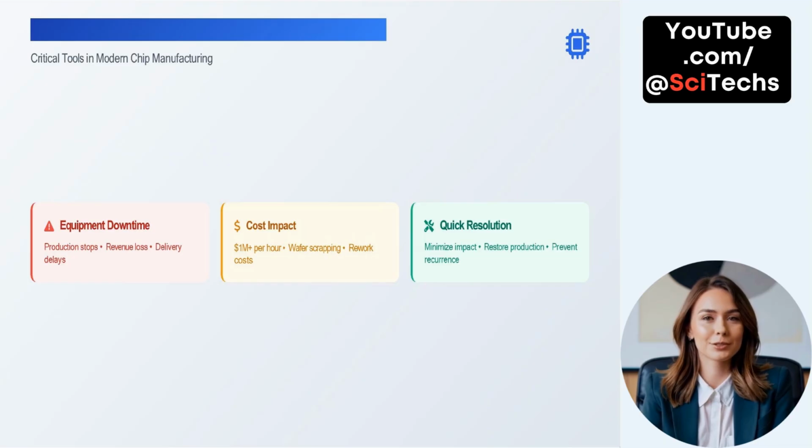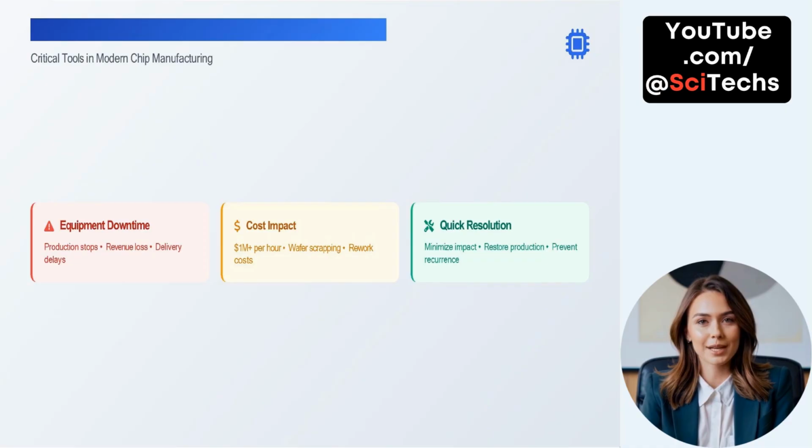The cost impact of downtime is staggering, often exceeding $1 million per hour. Lost wafers must be scrapped, increasing material waste, while rework costs add even more financial strain. In high-volume fabs, even short disruptions can affect thousands of units. That's why quick resolution is vital.